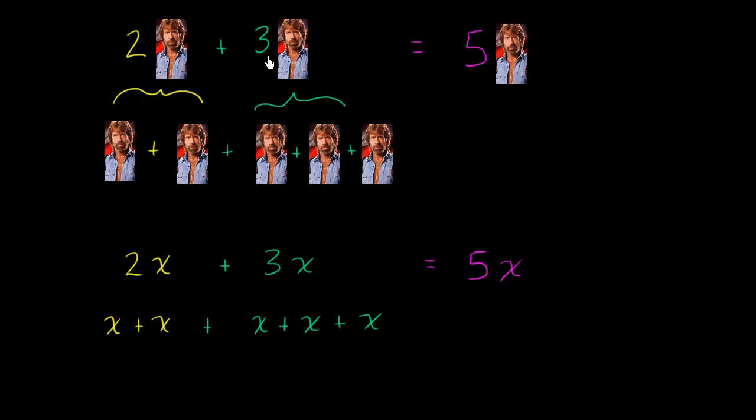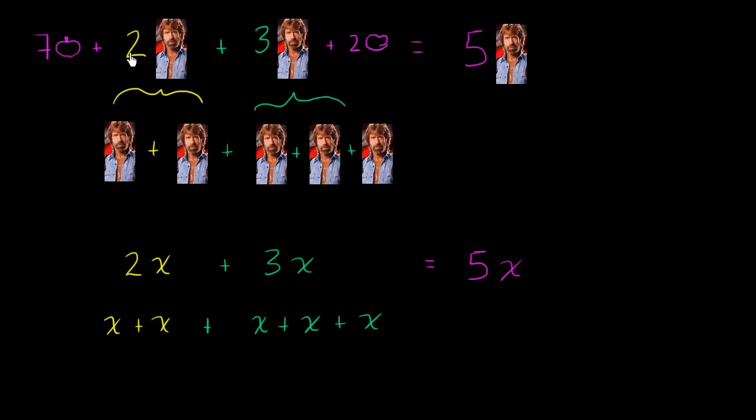Now let's think about this a little bit more. Let's go back to this original expression, the 2 Chuck Norrises plus 3 Chuck Norrises. Let's say to that we were to add 7 plums over here. So this is my drawing of a plum. So we have 7 plums plus 2 Chuck Norrises plus 3 Chuck Norrises, and let's say that I add another 2 plums here. So what would this whole thing be?